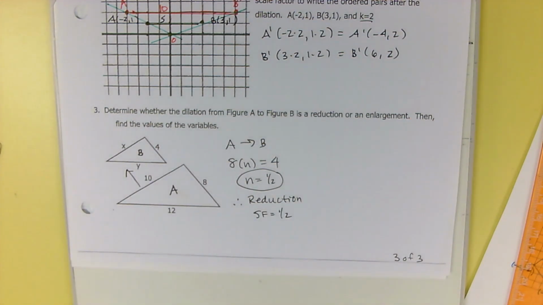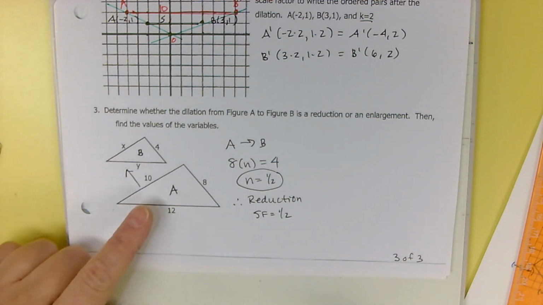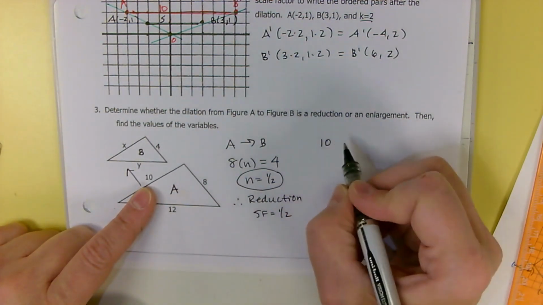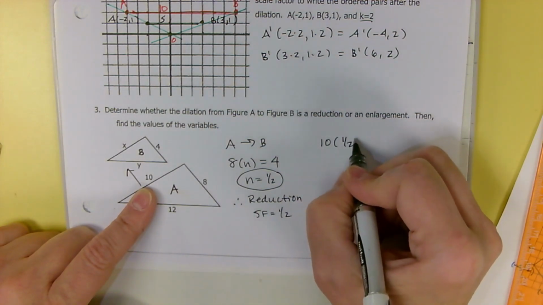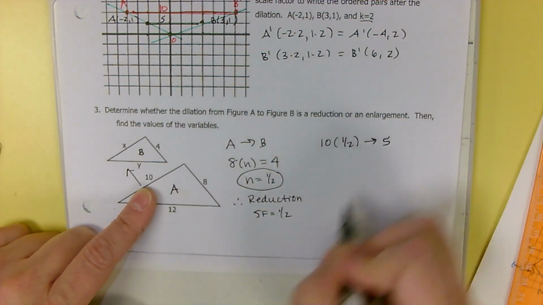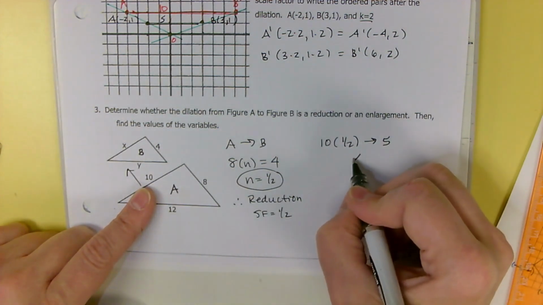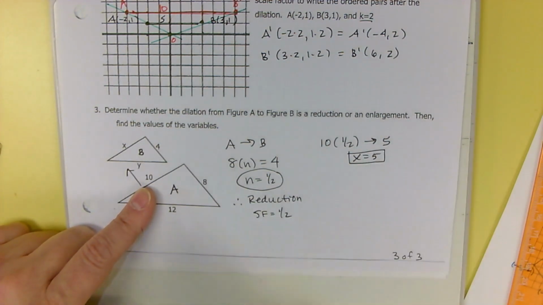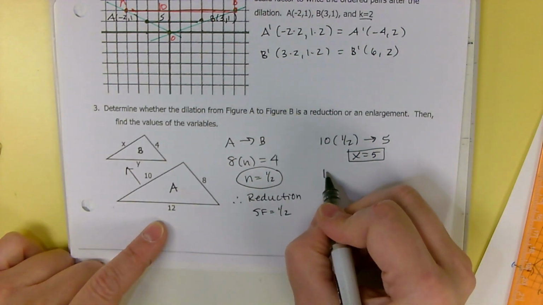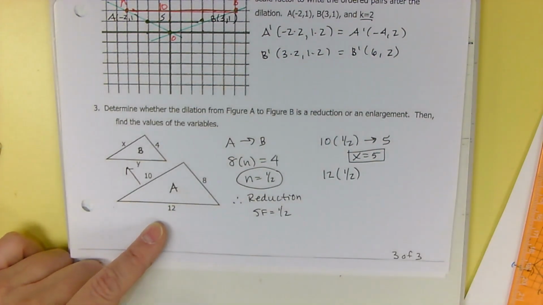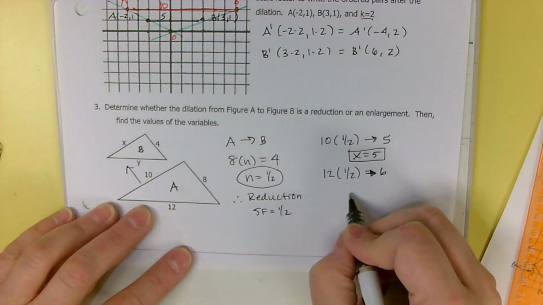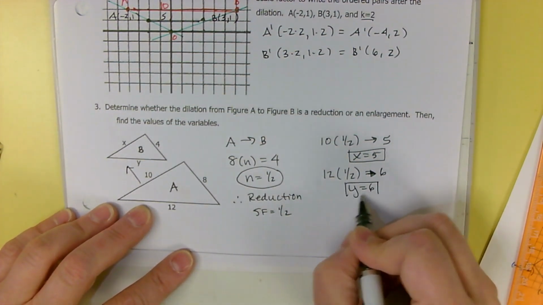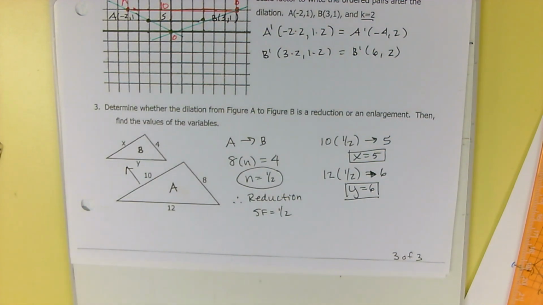And then we're supposed to find now x and y. So let's find x. We start out with 10. We multiply by the scale factor, which is 1/2, and that gives us 5. So x equals 5. Okay, now y. Y starts with 12, multiply by the scale factor, which is 1/2, and we get 6. So y equals 6. So you just apply the scale factor to the lengths.